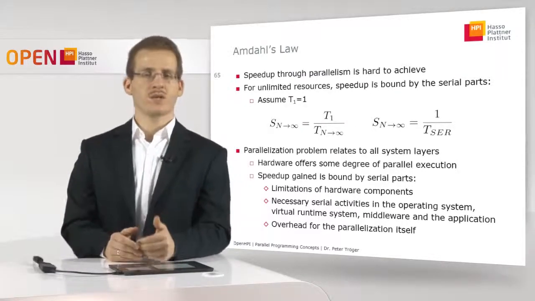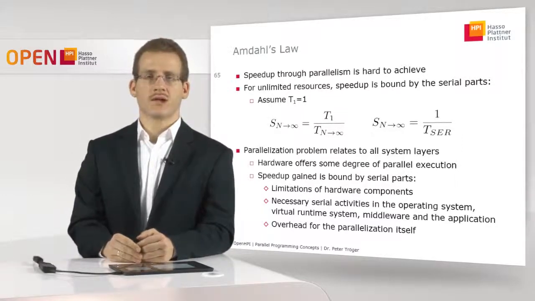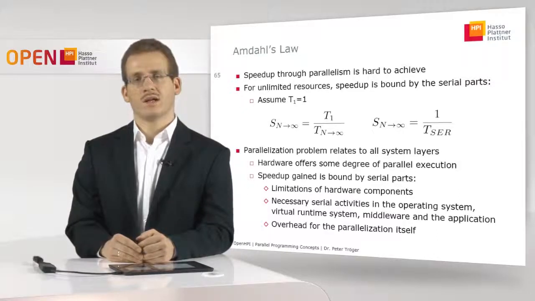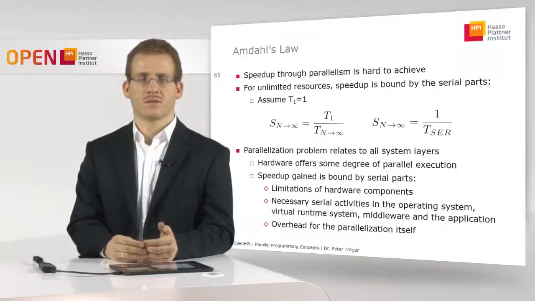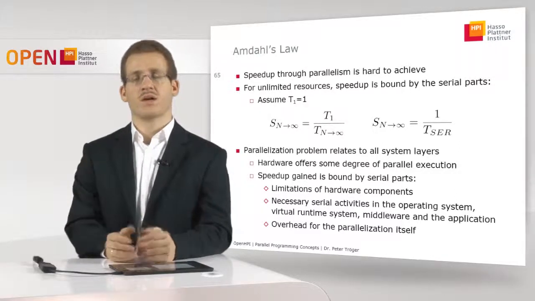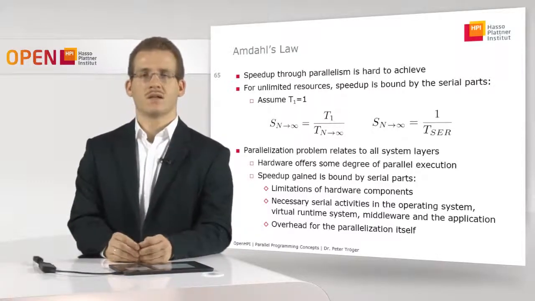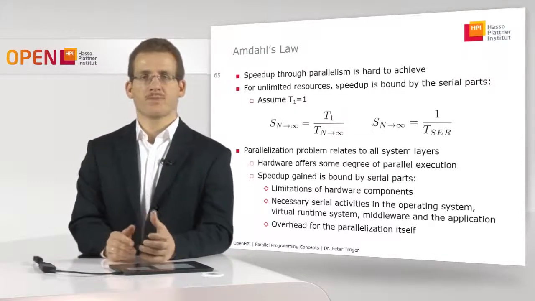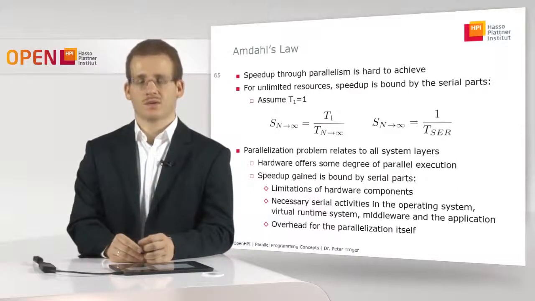So the parallelization problem, the speedup problem in software, according to Amdahl's law, actually boils down to the fact that you need to take care of your serial parts. What are these serial parts? We saw that these parts may be bound to the software algorithm or initialization, but this may also be a limitation from hardware components, from the operating system, from the virtual runtime environment, from the middleware stack. So there are different sources of serial parts that actually block you in the usage of new cores or new processors in your system.